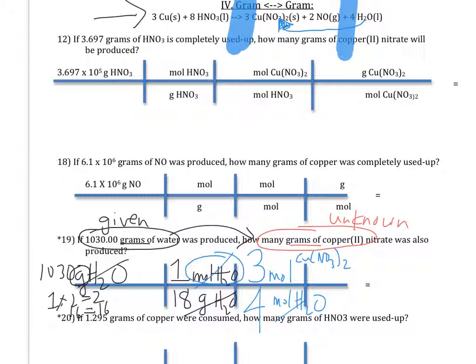Now I have one more step. I'm going to extend my line here. I'm going to put moles of copper nitrate in the denominator, and grams of copper nitrate in the numerator. How do we go from moles to grams? That's right, we use the molar mass. Now I need the molar mass not of water, that's a common mistake. I need the molar mass of copper nitrate.